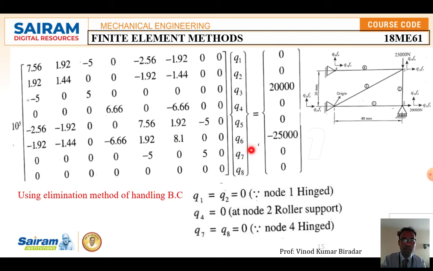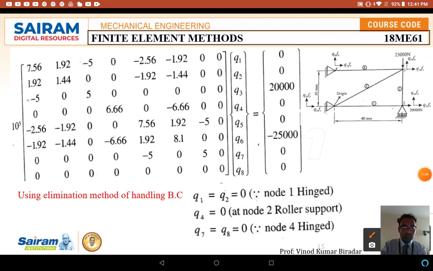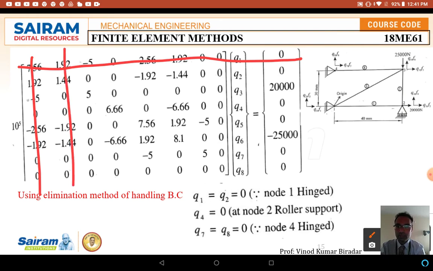Now apply the boundary conditions. Using the elimination method, look at node number 1, Q1 and Q2. At node number 1 it is completely fixed, so the degrees of freedom 1 and 2 are deleted: the first row, first column, and second row, second column.